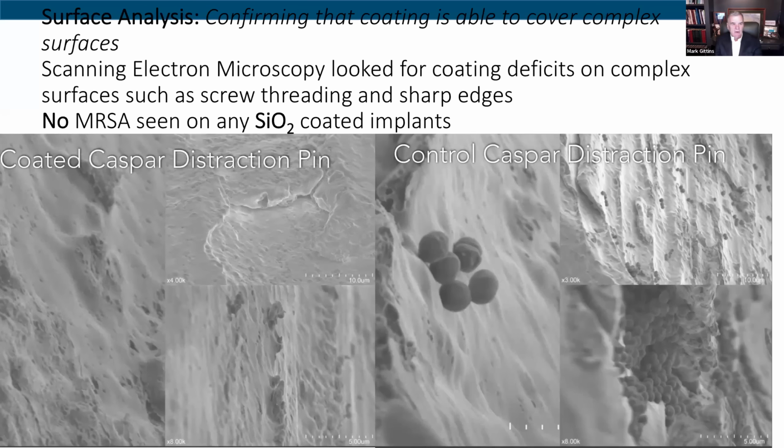These are some electron micrographs. And again, this is important because these were on the pins that I showed you before. You can look at the coated side on the left, and you can see the pin is a complex geometric structure, and the geometry has these helixes that go around it, and you see no staph on these at all. The control pins, you can see the staph hiding. It just takes one of these bad guys to start an infection. So you can see underneath the ridges, the staph likes to hide. So it was pretty amazing what we're able to do to not get the staph to actually stick to the implant.